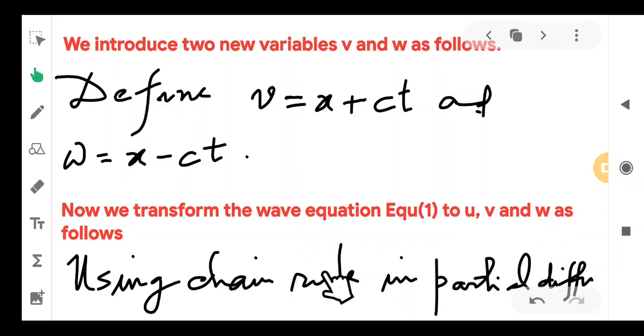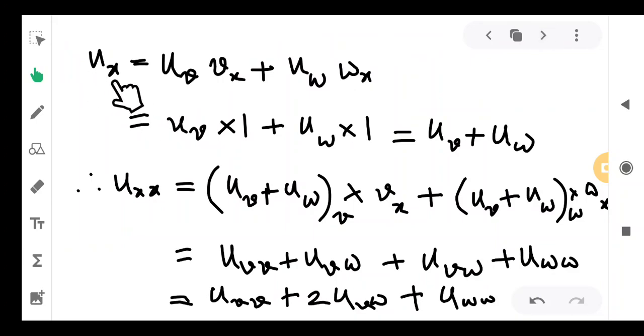So we will have a partial differential equation involving these three variables. Using chain rule in partial differentiation, you can differentiate u with respect to x as u with respect to v into v with respect to x plus u with respect to w into w with respect to x. You might be remembering this from the partial differential methods. So it is dou u by dou v into dou v by dou x plus dou u by dou w into dou w by dou x. Therefore vx, as I told you, is 1 and wx is 1. Therefore it will be uv plus uw.